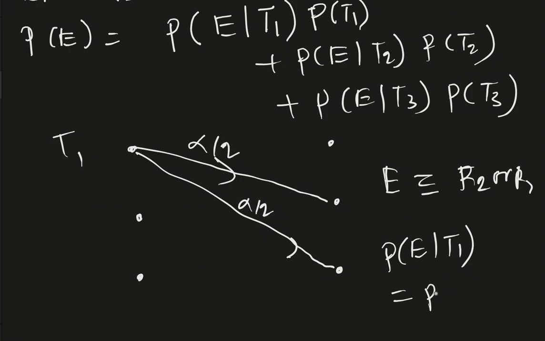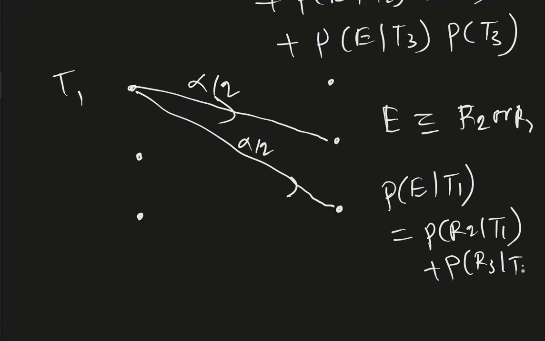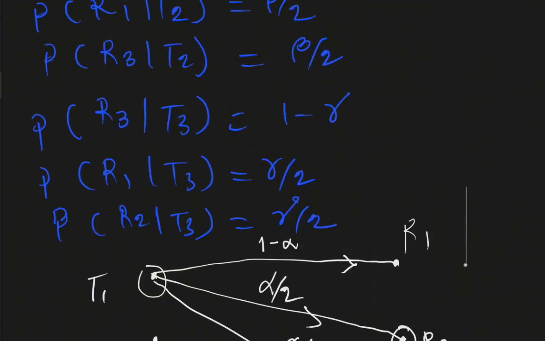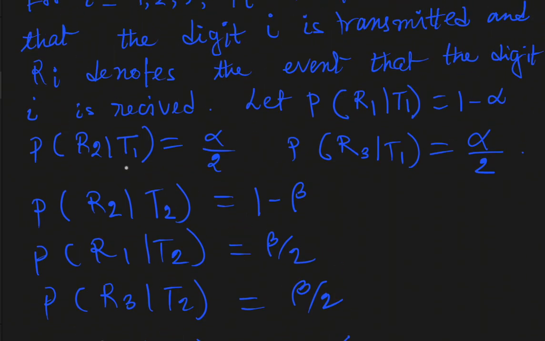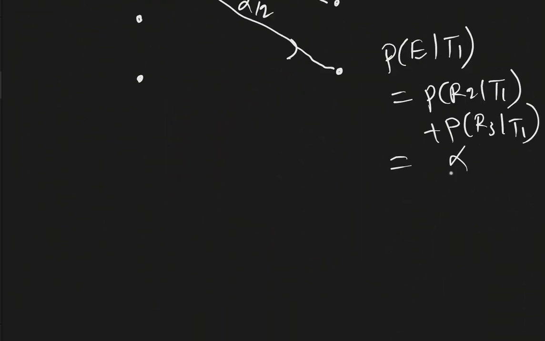This is nothing but P of getting R2 given T1 or P of getting R3 given T1. So I am giving T1 but I am not getting R1. That is the error, only two things, P of R2 given T1 plus P of R3 given T1. So this is alpha by 2 and alpha by 2. From the problem we know that this is alpha, right? Let me check. R2 given T1 is alpha by 2, R3 is alpha by 2. So alpha by 2 plus alpha by 2 is alpha.